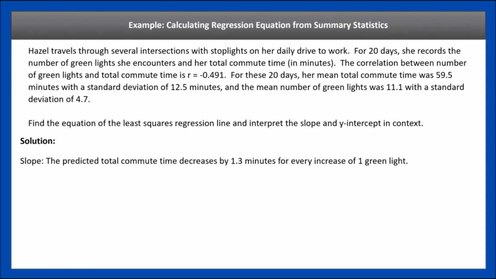And so now we're going to interpret the slope. Let's rewrite the equation. It was y hat equals 74.0 minus 1.3x. So the slope is clearly negative 1.3. So it's negative 1.3 over an invisible 1. And remember, slope is rise over run, so rise is y. The y is the number of minutes, and the x is the number of green lights. So for every increase of one green light, we get a decrease of 1.3 minutes of total commute time.